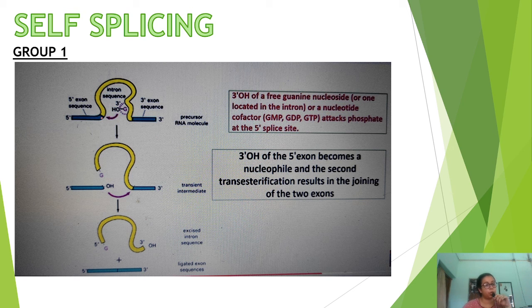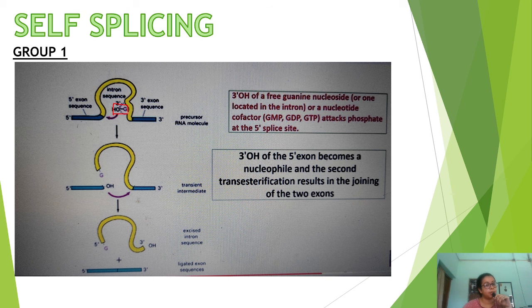As I have already told you, this is the 5' end, this is the 3' end of the pre-mRNA. Next, this is the 3' exon, this is the 5' exon, this is the intron sequence, and remember here that the branch point is guanine. Previously what we were discussing, the branch point was adenine, but here guanine, which has a 3' OH end, is the branch point. This is the major difference. Please note it down.